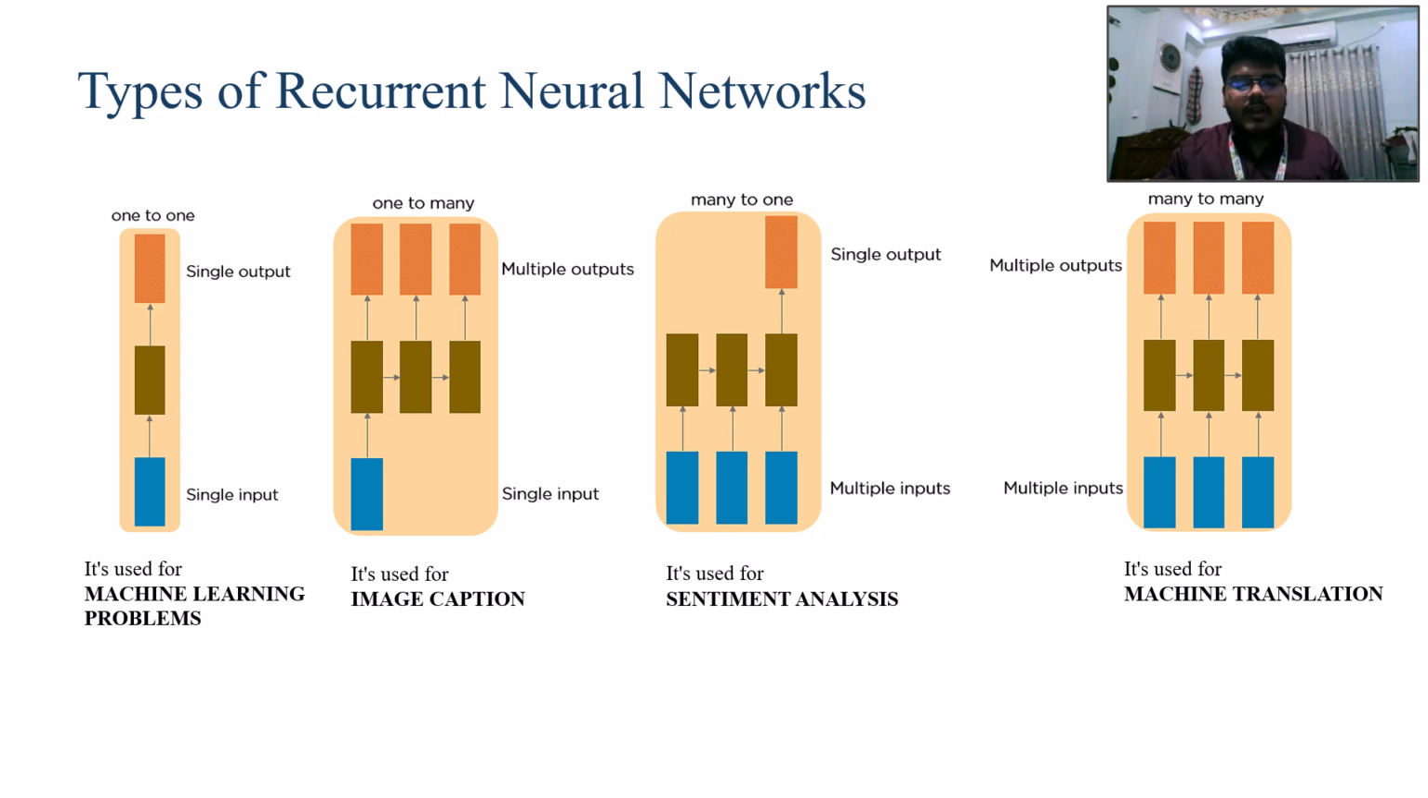There are four types of RNN. One-to-one has a single input and single output, and is usually used for machine learning problems. One-to-many has a single input but multiple outputs, used for image captioning. Many-to-one has multiple inputs but a single output, and is used for sentiment analysis. Many-to-many has multiple inputs and multiple outputs, used for machine translation.